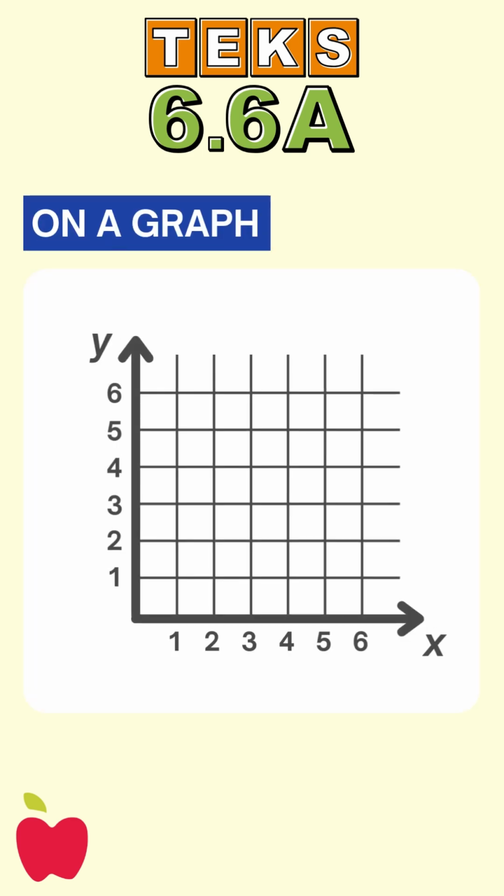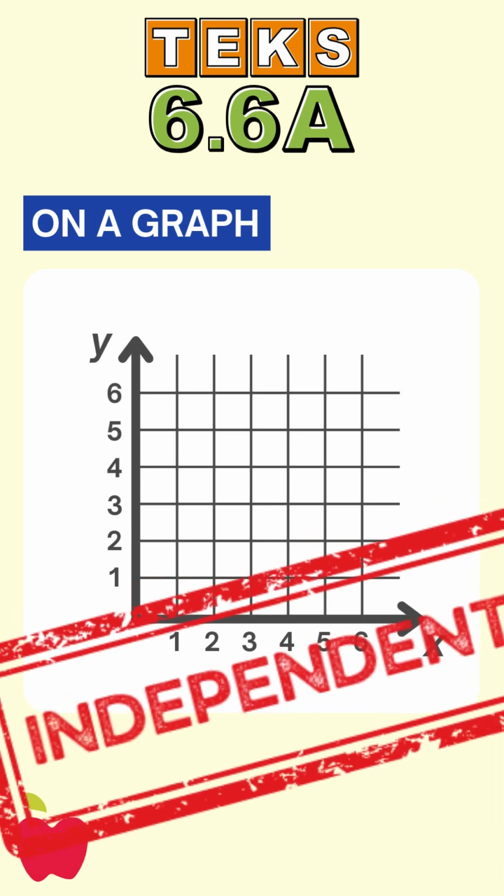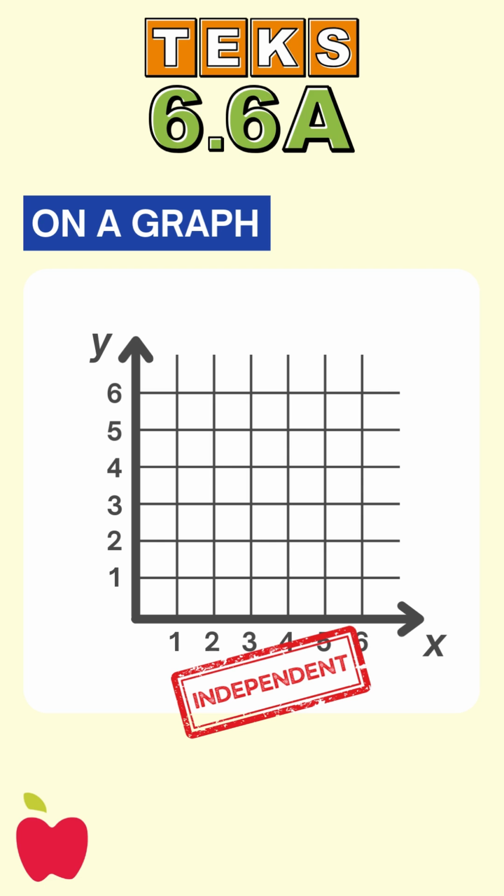And here's a helpful tip. When you're looking at a graph, the variable on the x-axis, horizontal, is usually the independent quantity, and the variable on the y-axis, vertical, is the dependent quantity.